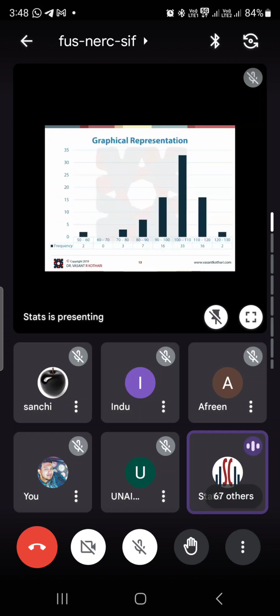But now you see the data is grouped. Now it becomes easy to read the data. It becomes easy to conclude from the data. It becomes easy to take the information from the data, because we organize the data in a table form. The next thing is the graphical representation.